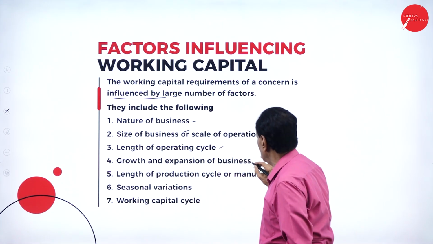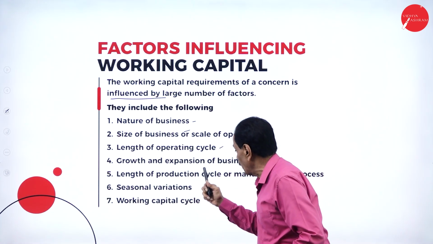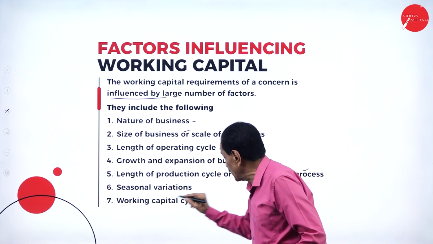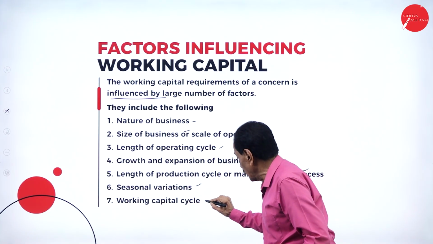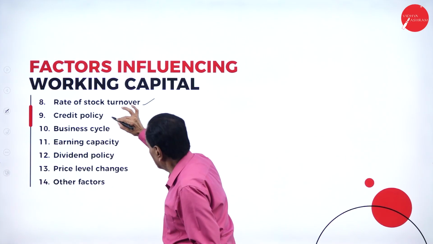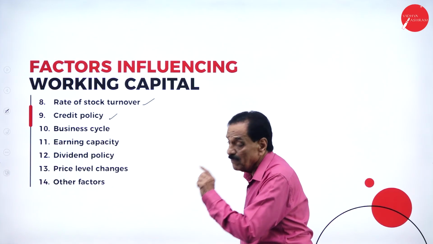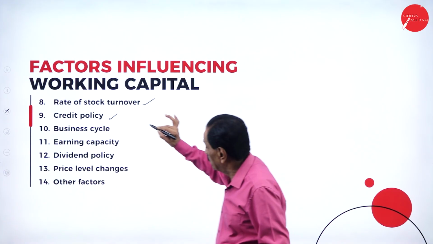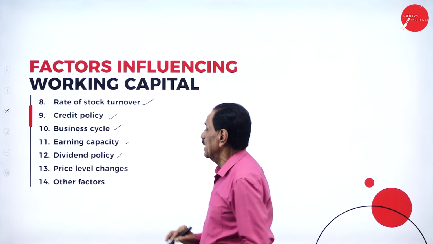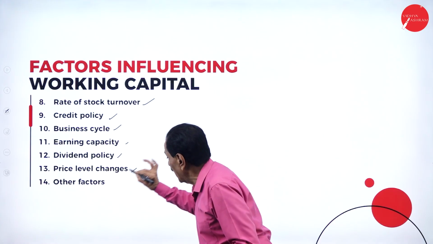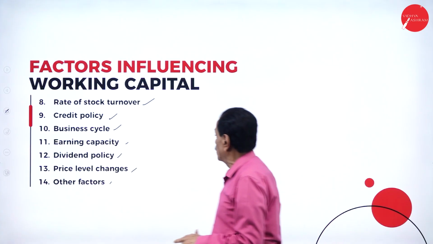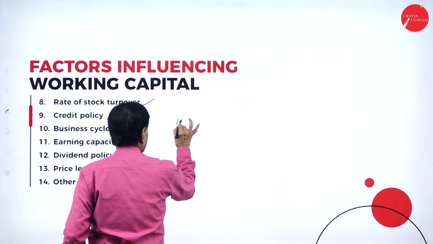Growth and expansion of business. Length of production cycle or manufacturing process. Seasonal variation. Working capital cycle. Rate of stock turnover. Credit policy. Each one we have to explain in a small bit. Business cycle. Earning capacity. Dividend policy. Price level changes. Other factors. So 14 points are to be explained. This will be asked for 15 marks.